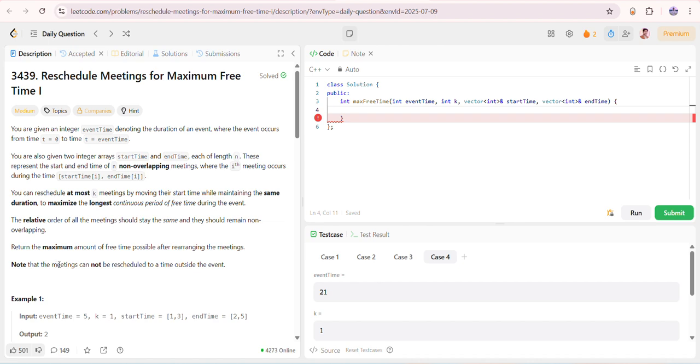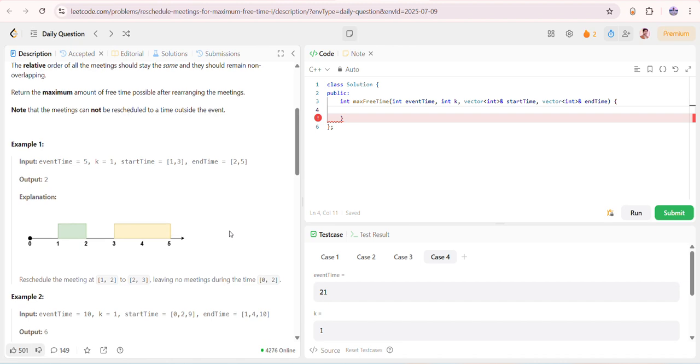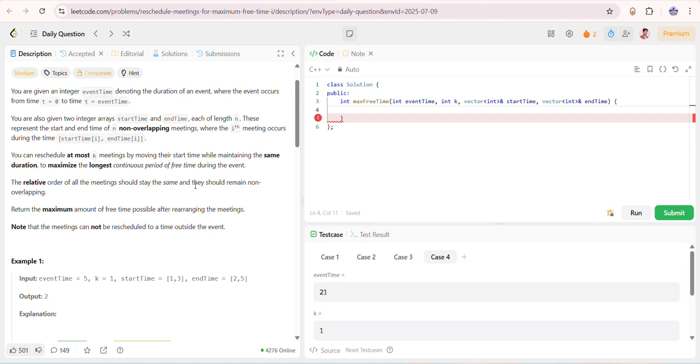Note that the meetings cannot be rescheduled to a time outside the event. This means we can reschedule the meetings only from time 0 to event time. Only this interval is allowed for us to reschedule the meetings. Now I think you would have understood what the question wants to say, and you are probably struggling to get the solution. That's why you have come here, so I am here to give you the solution and the approach.